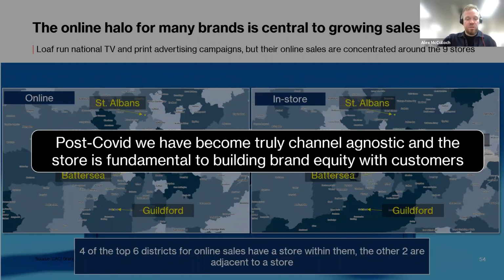As consumers, we have shifted far more transactions online, but we also more greatly value the experience of the store, leading to us becoming truly channel agnostic and the store becoming fundamental in building brand equity with customers. So that customer journey from inspiration, transaction, and fulfillment has never been so channel fluid as it is today.